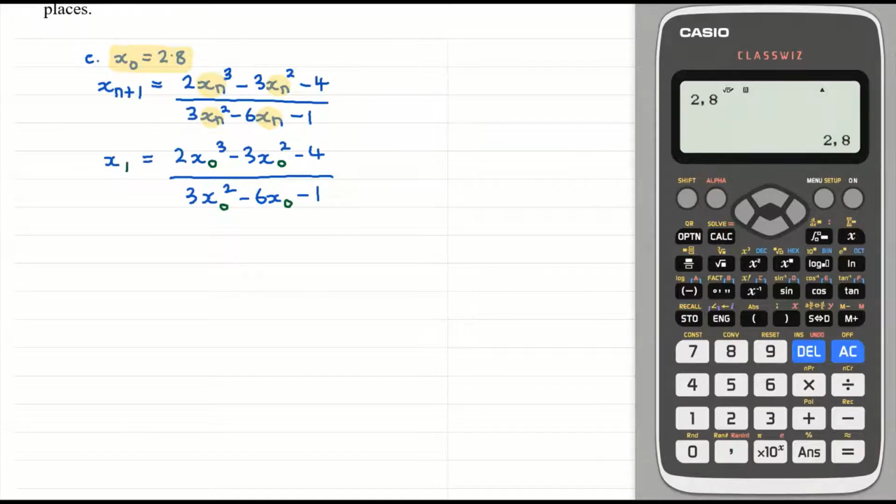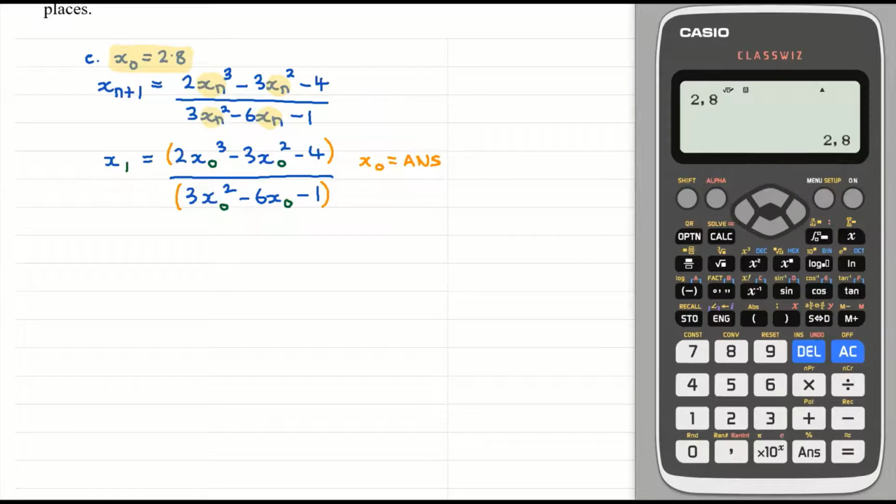Right, on the calculator then. So let's plug in the formula. I'm going to open a bracket, and it's a good idea, of course, so we're dividing the whole of the numerator by the whole of the denominator. And I'm just going to let x naught equal the answer key on the calculator. So let's do that. Oh, that's the wrong one. Let's do that again. 2.8. Let's plug that in.